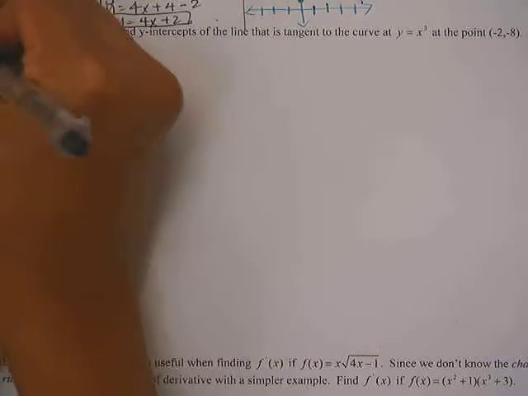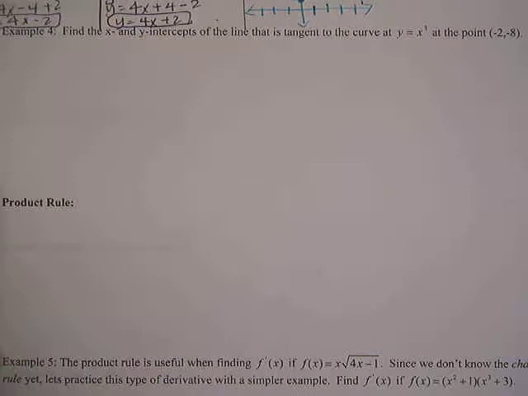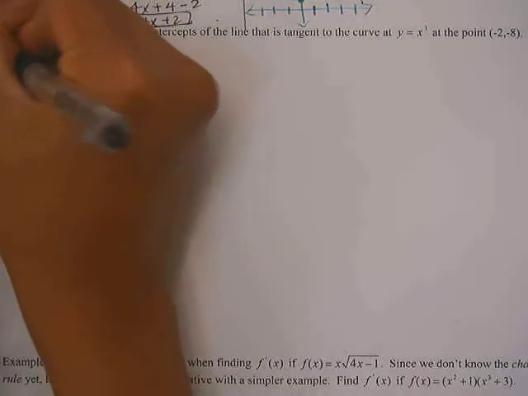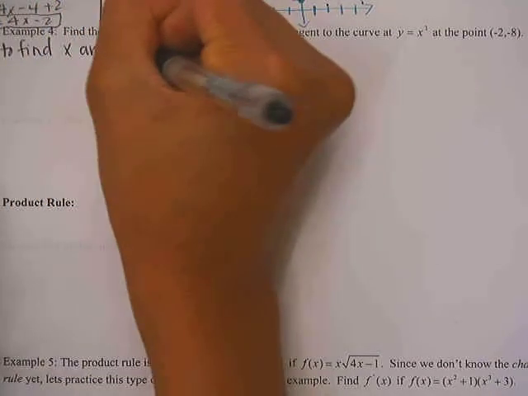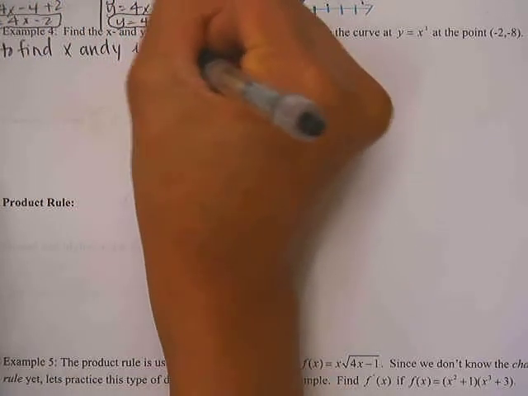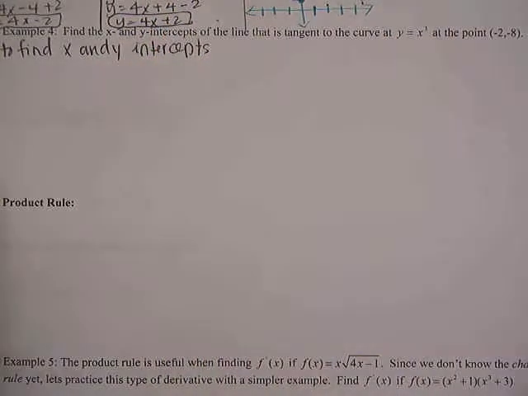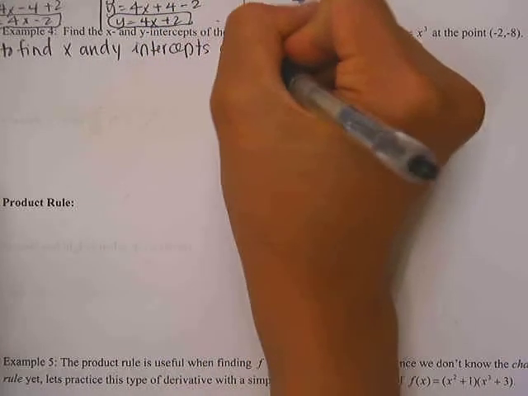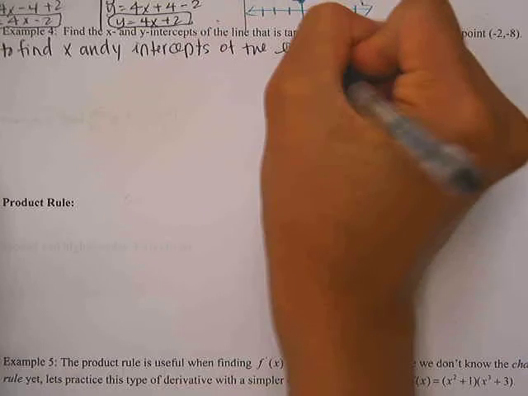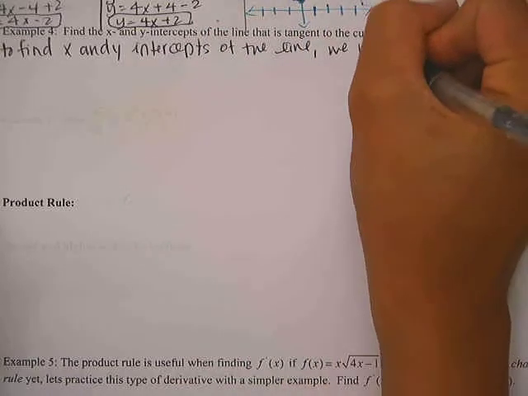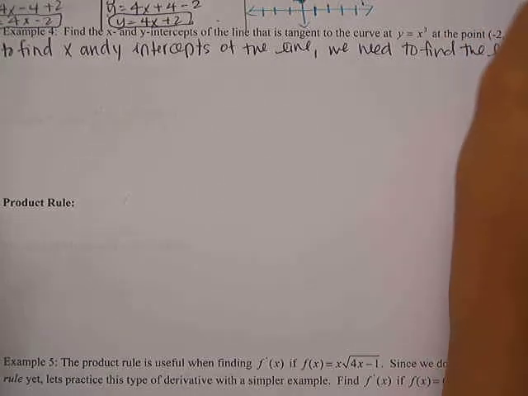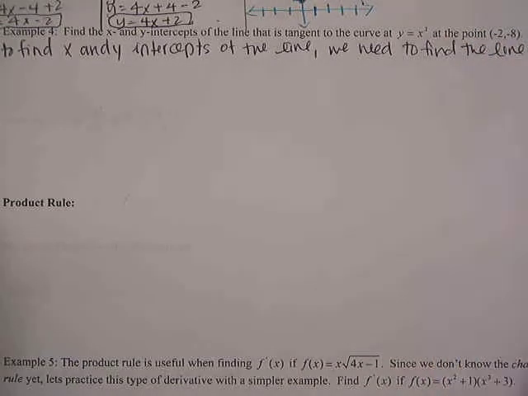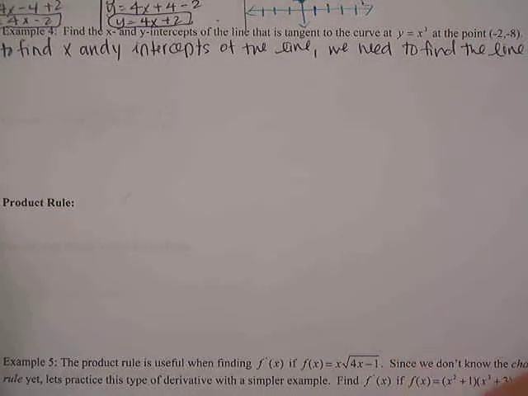Okay, so to find the x and y intercept, obviously I would need to locate this line. So let's find it first. To find the x and y-intercepts of the line, we need to find the line first. They gave us the point, now we need the slope.